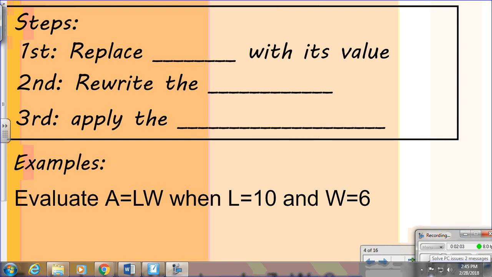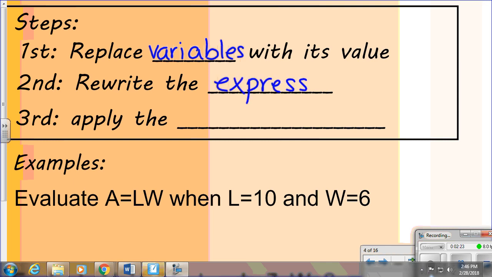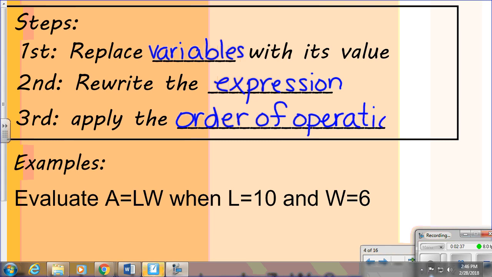There are 3 steps to evaluating algebraic expressions, including formulas. First, we will replace the variables with their values. Second, you will rewrite the expression, this time with all numbers and no variables. And lastly, you will apply the order of operations. So once you have inserted the values of the variables, it should look like problems that we have been solving using the order of operations.